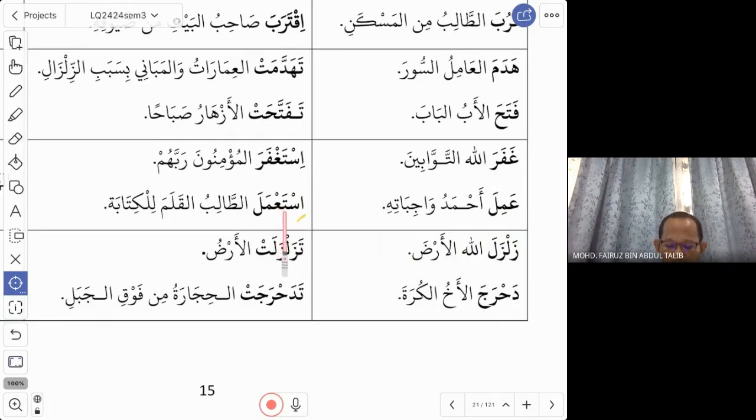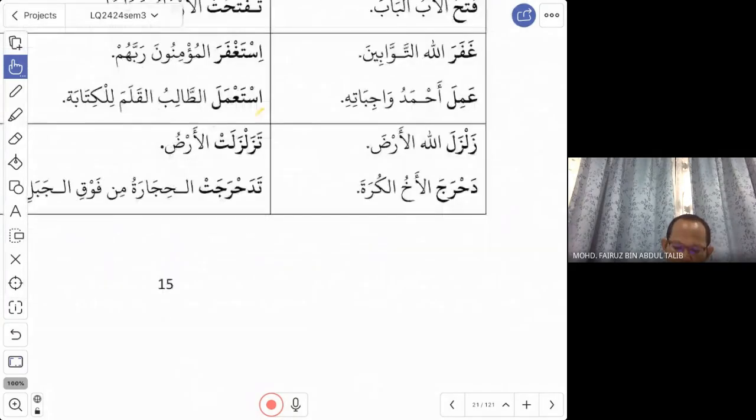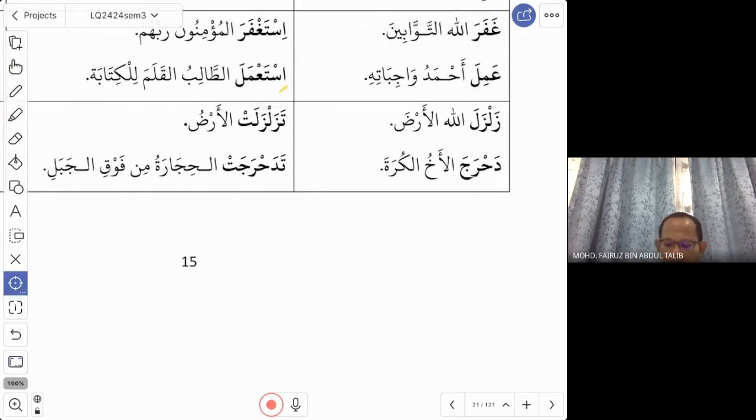To use. At-talibu ista'mala al-qalama lil-kitaba. The talib used the pen for writing. So the meaning is now different from amila. Amila is fi'lun mujarrad and ista'mala is fi'lun mazid. Okay, so these are the mujarrad and mazid. And now we go to the next example, zalzala.